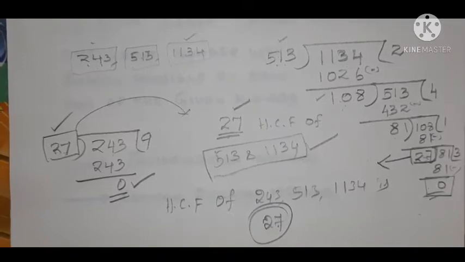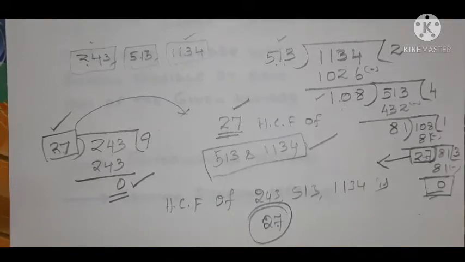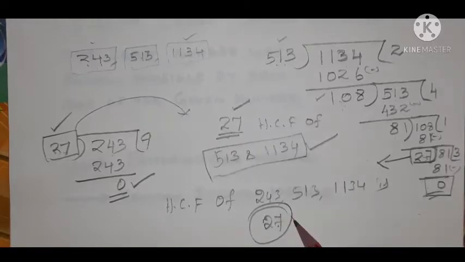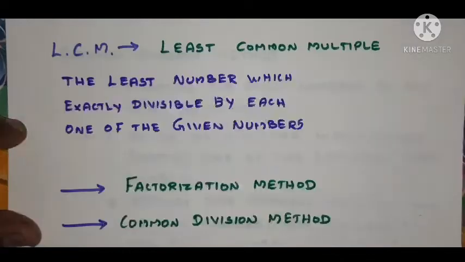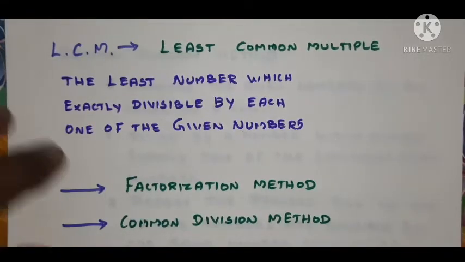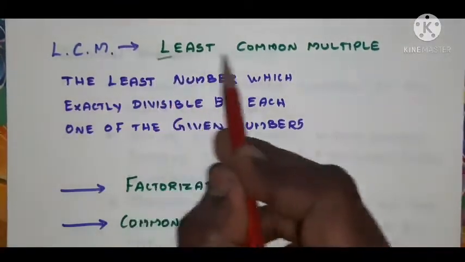So the highest common factor we identified by the division method for the given numbers 243, 513 and 1134 is 27. Now we'll go to the least common multiple. Hope you understand. So after the highest common factor, we'll go to the least common multiple, right? Fine. Now LCM, least common multiple, right?